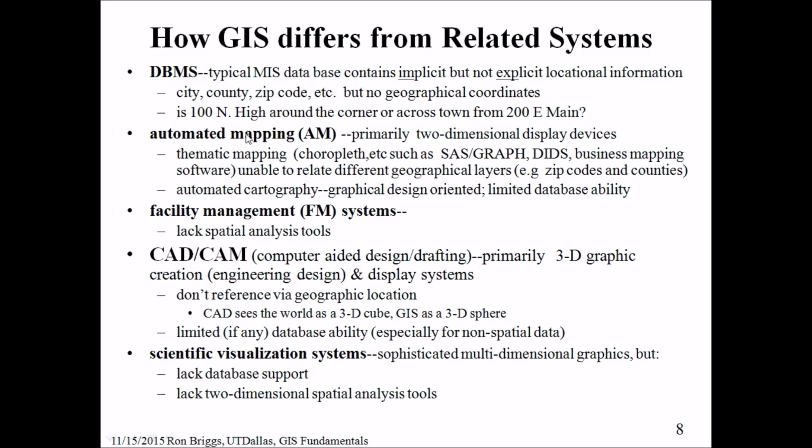If we equate GIS with automatic mapping, let us see what automatic mapping is. This is primarily two-dimensional display devices. We have thematic mapping, which is unable to relate different geographical layers. And automated cartography means graphical design oriented and limited database ability. Automated mapping is somewhat limited, so it cannot be regarded as GIS.